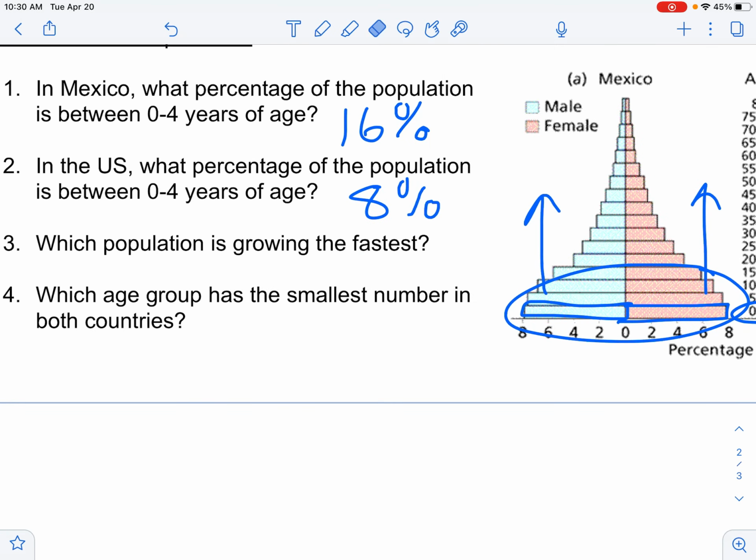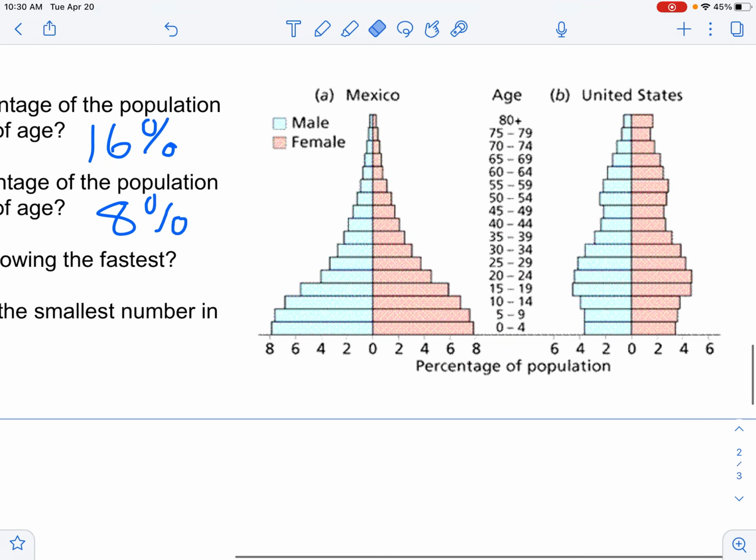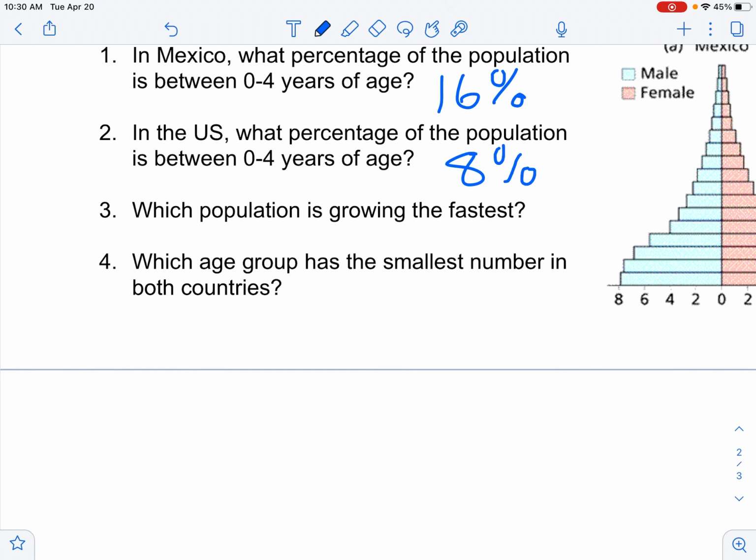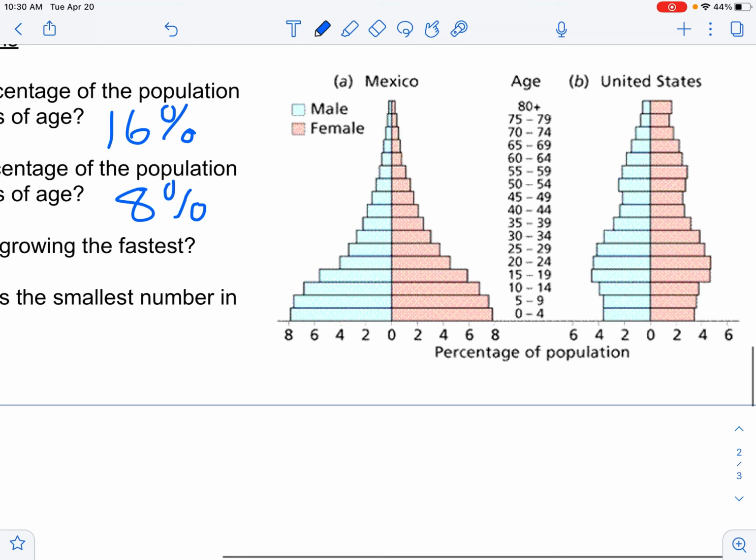So, all right. And which population? Yeah, Mexico. Which age group has the smallest number in both countries?